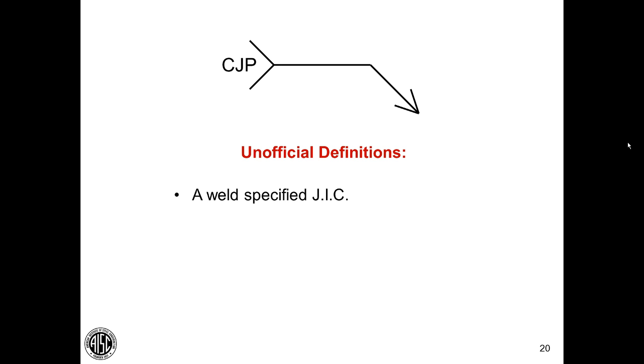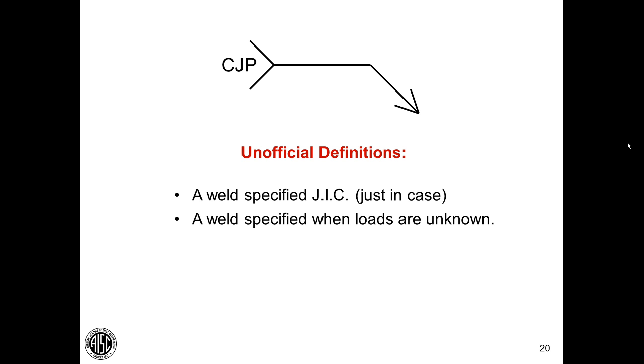What, you ask, does JIC mean? Just in case. A second example of where CJPs are specified: a weld specified when loads are unknown. Now that's a little disturbing. If the loads aren't known to size the weld, I wonder how the members were sized for these applications.